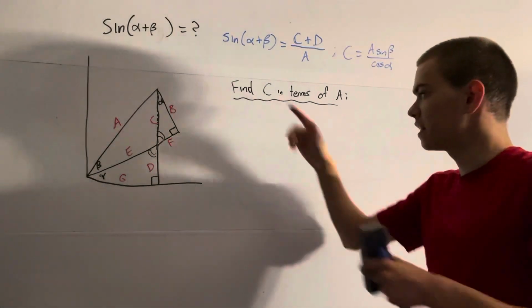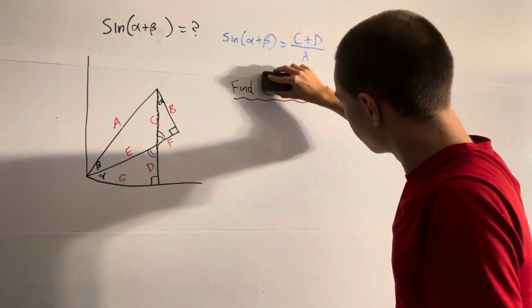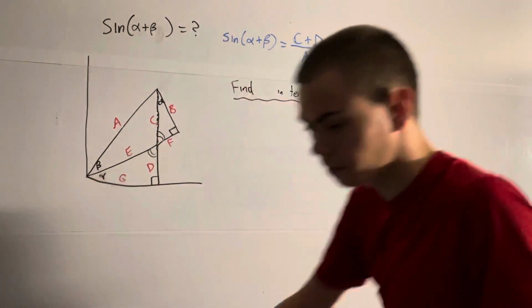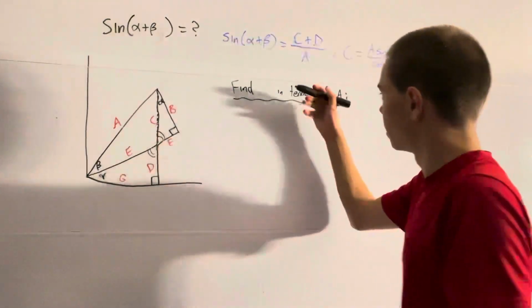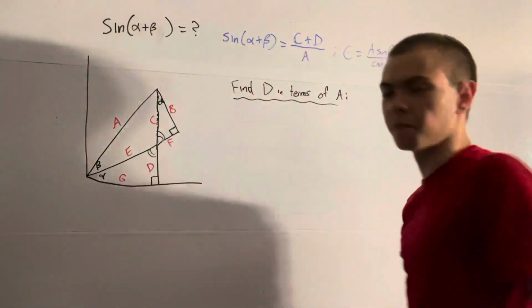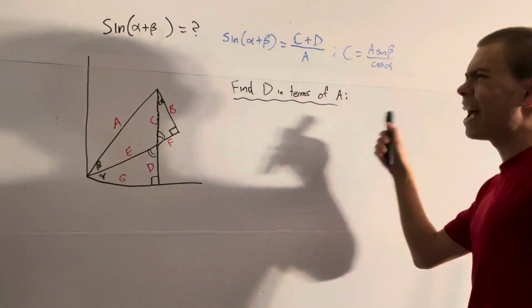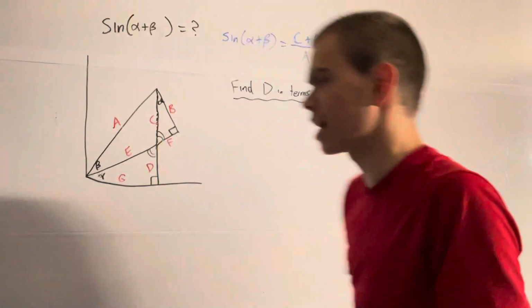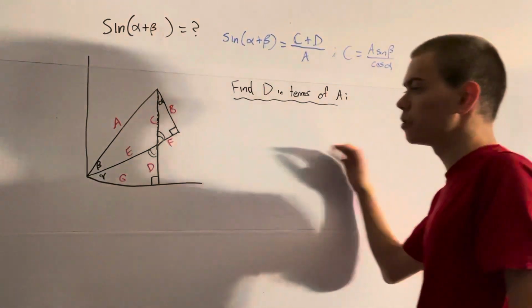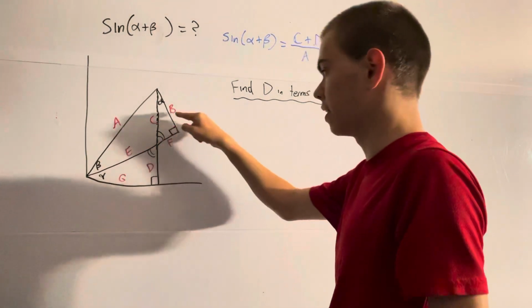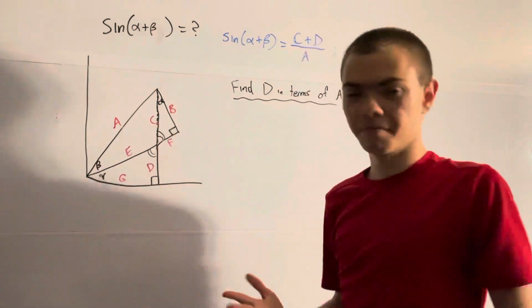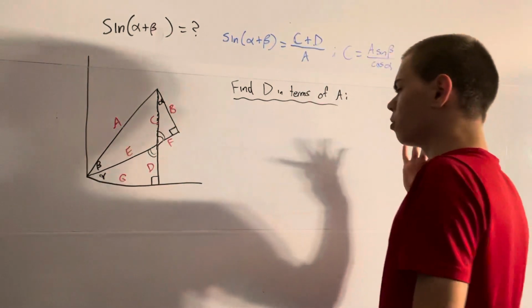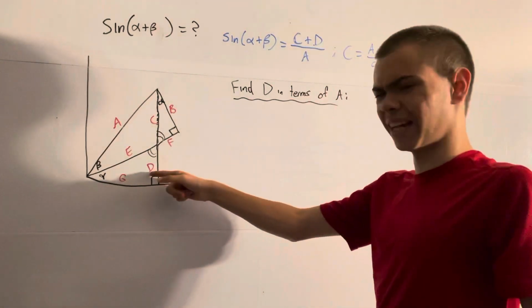So instead of finding C in terms of A, we're going to find D in terms of A. Not as simple as finding C in terms of A, though. It turns out finding D is actually a lot harder. All we had to do for C is we just had to relate C to B and then relate B to A. Pretty simple.